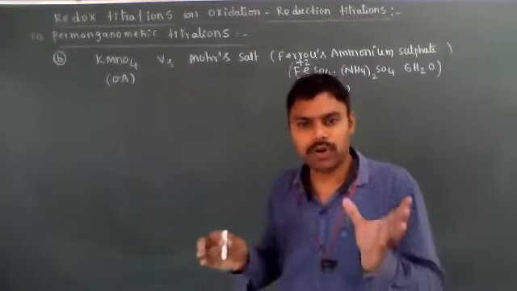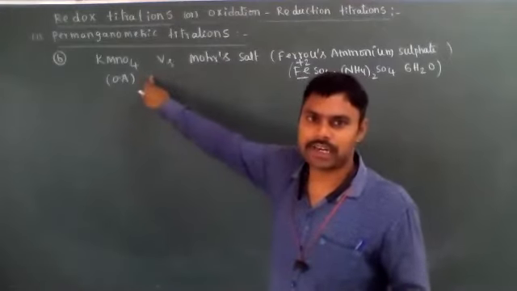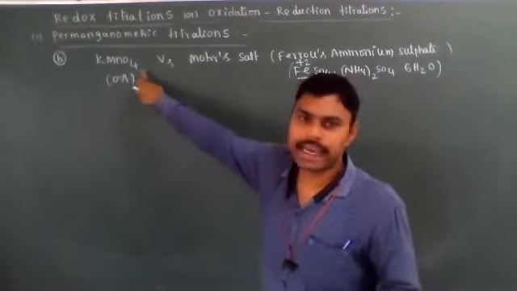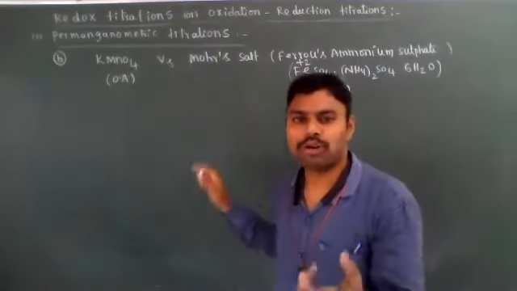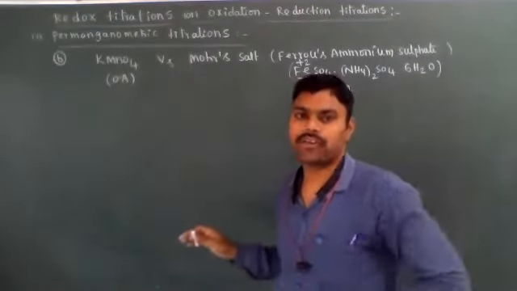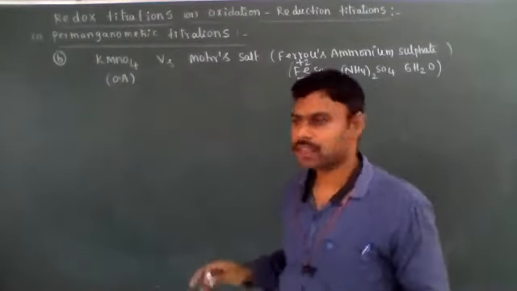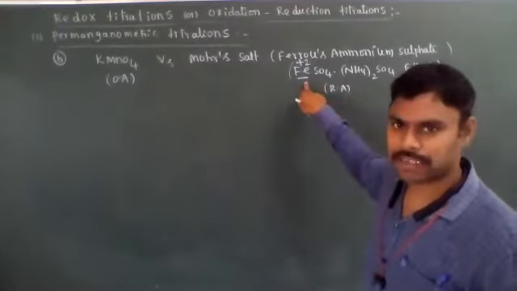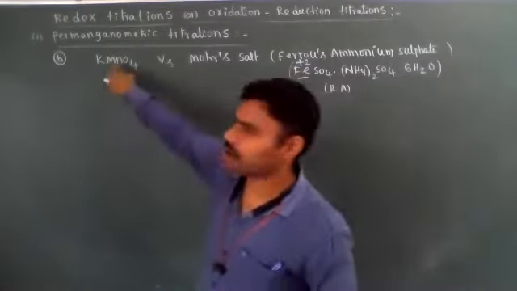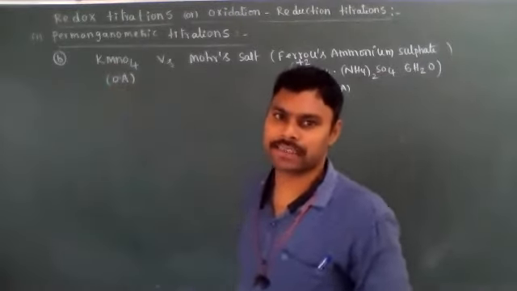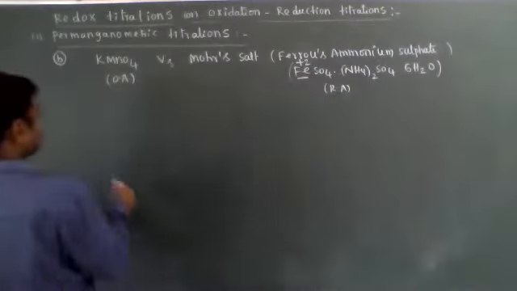So here we are doing the volumetric analysis, the titration. KMnO4 versus Morse salt. The KMnO4 we take in the burette and the Morse salt we need to take in a conical flask. In the Morse salt, the active part is ferrous sulfate, in which the iron oxidation state is Fe+2. In KMnO4, the ionic form is MnO4 minus. This titration also takes place in acidic medium.